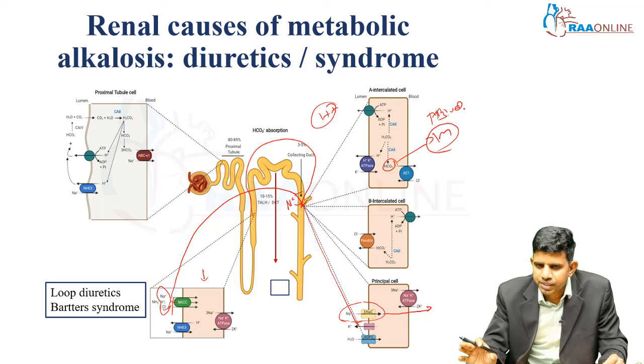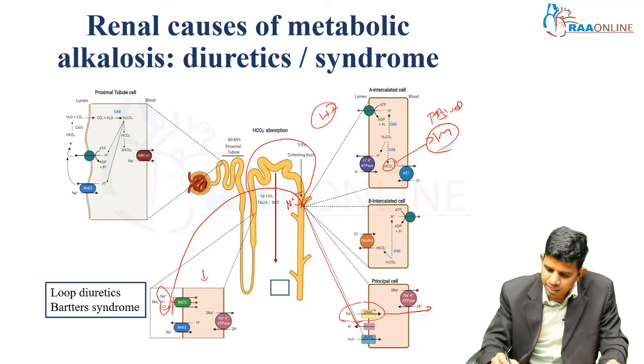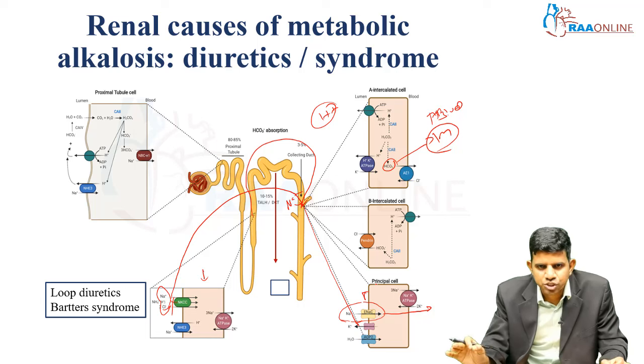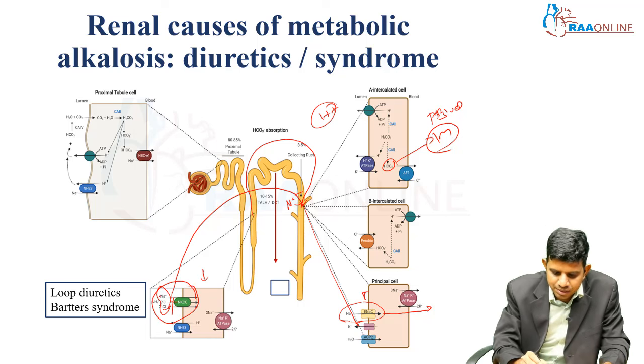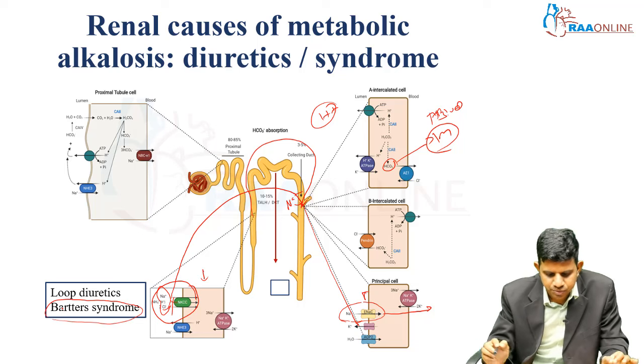The other problem here is that the loop diuretics also cause low ECF volume. This low ECF volume will activate hyperaldosteronism. It also increases the ENaC activity, which is another way it contributes to metabolic alkalosis. In Bartter syndrome, these channels are down regulated in the congenital disease.